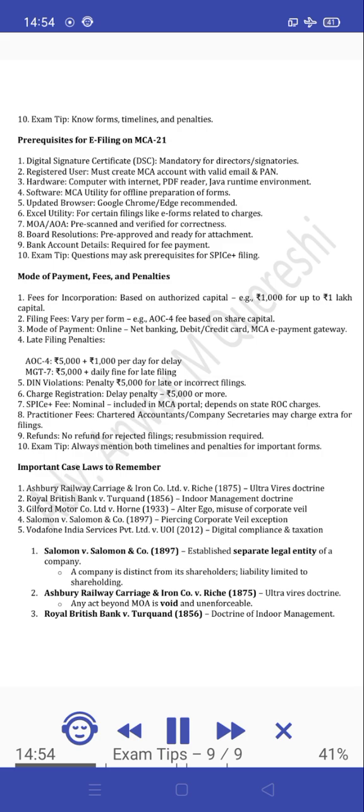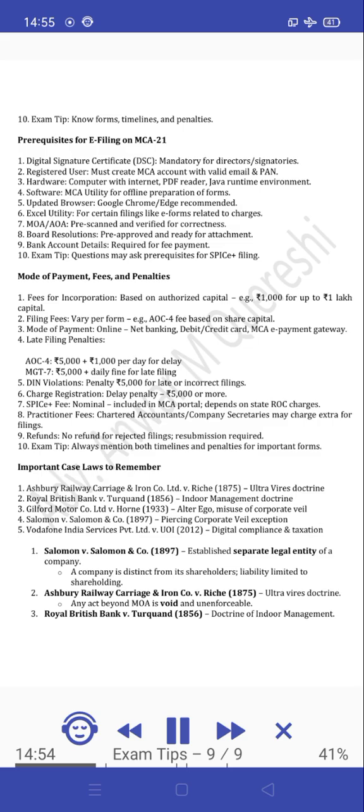1. Solomon vs. Solomon and Company, 1897: established the separate legal entity of a company. A company is distinct from its shareholders. Liability is limited to shareholding. 2. Ashbury Railway Carriage and Iron Company vs. Riche, 1875: Ultra Vires Doctrine. Any act beyond the MOA is void and unenforceable.